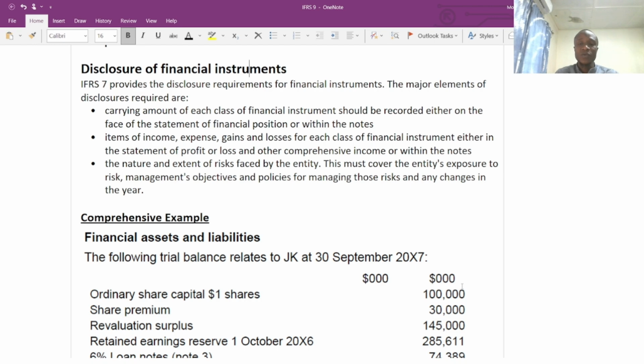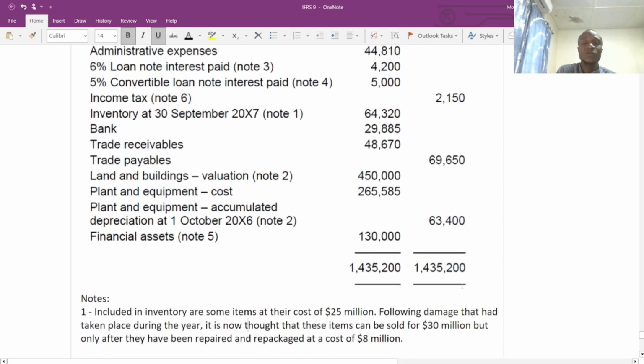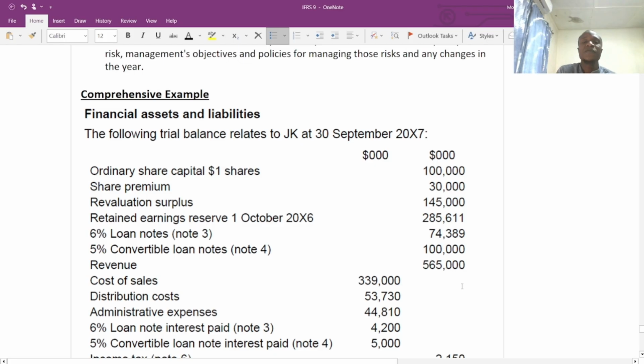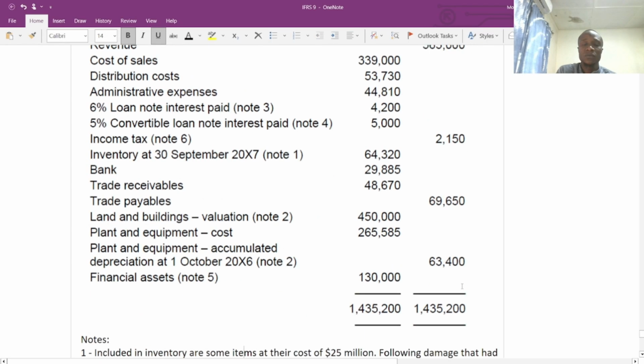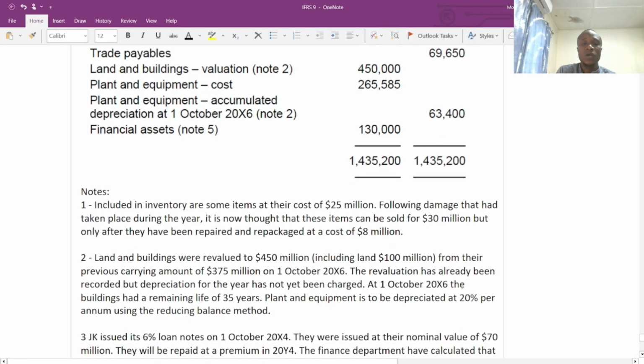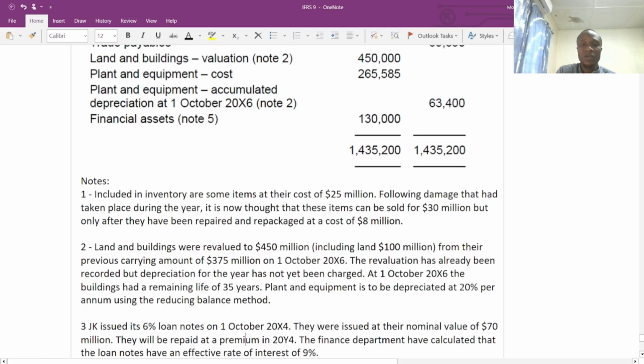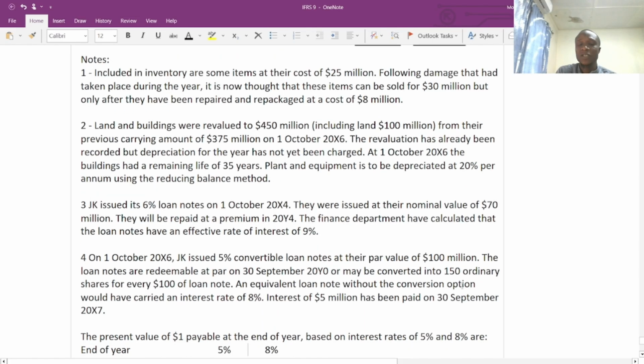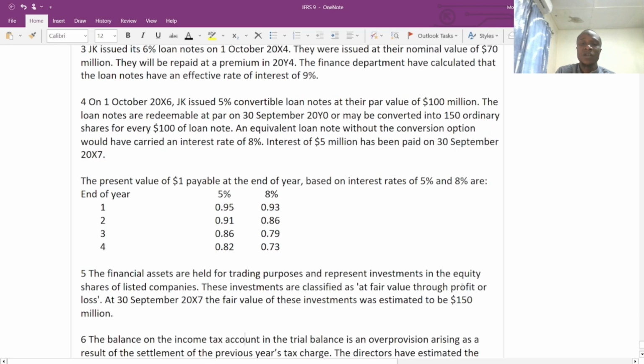The notes to account will give us clear and more clarified information about the single figures in the financial statement. Also, when we are going to look at the live online session, we are going to solve the comprehensive example. This contains a lot of concepts that you need to know. Note 1, we are talking about land and building. Note 2, we are talking about note 3, the 6% loan note. We are talking about note 4, where we are going to look at the compound financial instrument. And we are going to talk about note 5, which we are going to account for.